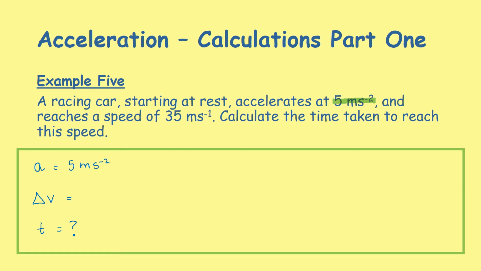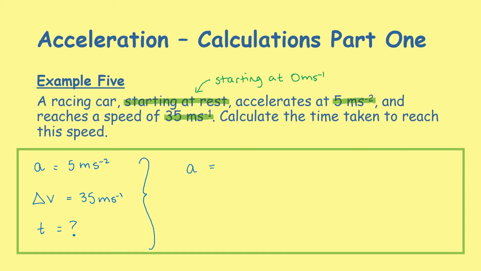And our change in speed, if we have a look, the sentence has a key word that we looked at earlier. Did you spot it? It says starting at rest. And we can remember that starting at rest means the racing car is starting at 0 meters per second. And we can see that it reaches a speed of 35 meters per second. Therefore, we know that the change in speed is just 35 meters per second, because that's the difference between 0 and 35. Now that we have two of our values, we can calculate the time.